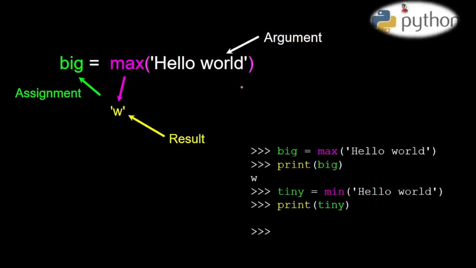Look at this one. This is the argument: big equals max of 'hello world'. This is the string, simply a string literal value. This is the built-in Python function max. Then this is the assignment operator, and this is the returned value of the function, what we call the result of the function operation after some operation.